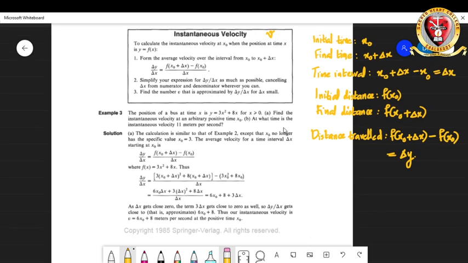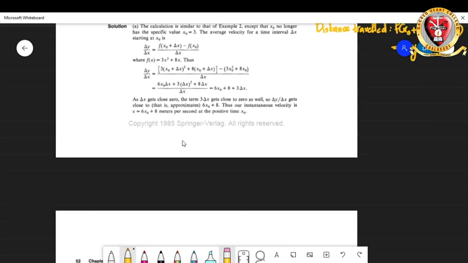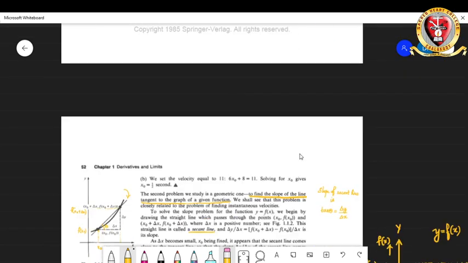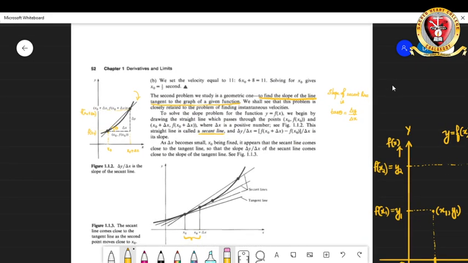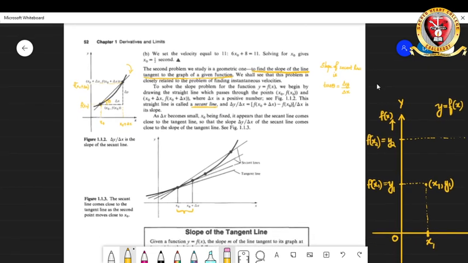Then we found out at what time the instantaneous velocity will reach 11 meters per second. We know that the instantaneous velocity v is equal to 6x naught plus 8. We substituted 11 instead of v and obtained x naught to be equal to 1 by 2 second. That's how we ended the last video lecture. And now let's see how we can move forward in this section.